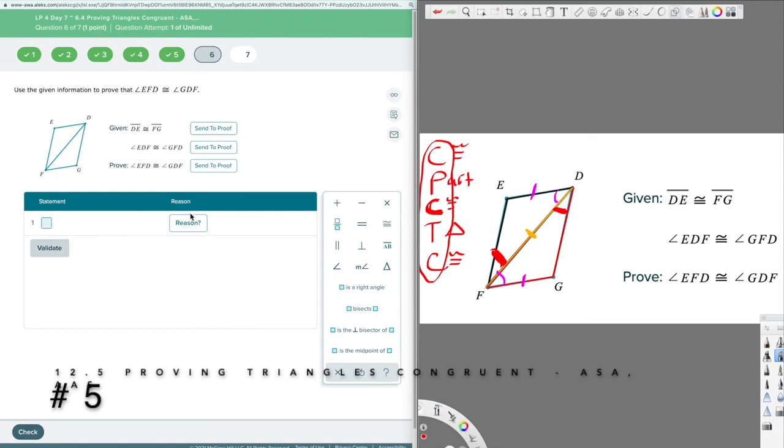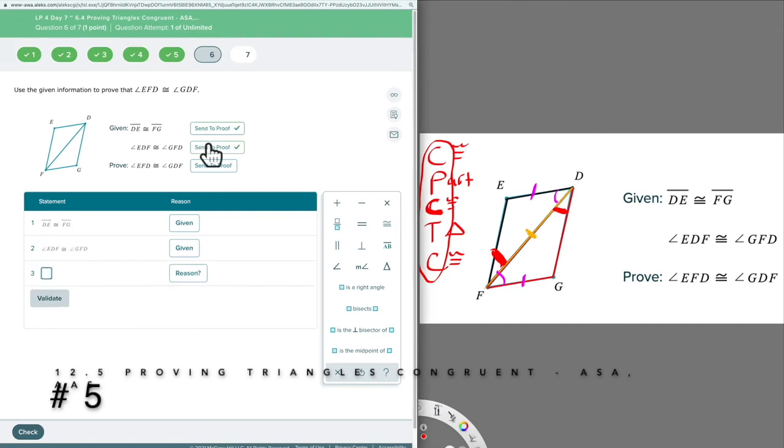So we have our plan of attack. We're going to go ahead and start filling this guy in. So I'm just going to send both of these guys to proof. And then I need to talk about this shared side. So segment DF. Oh, why didn't I do it? Segment DF is congruent to segment DF. And that's by reflexive. Anytime it's shared, it's a reflexive property.